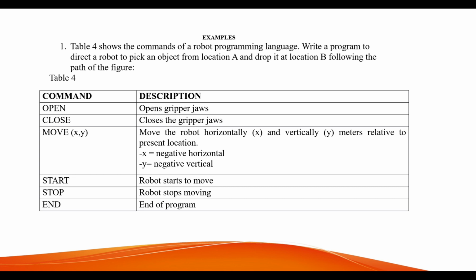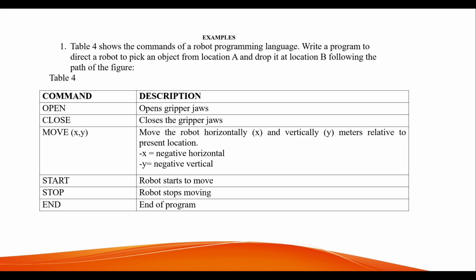So with the description, it says the robot will have to move horizontally x meters and vertically y meters relative to the present location. And the present location, if you look back at the note, is what I was indicating as the rest position, which is 0, 0. Then you have a further explanation there.